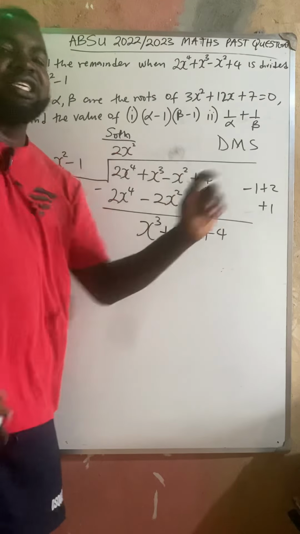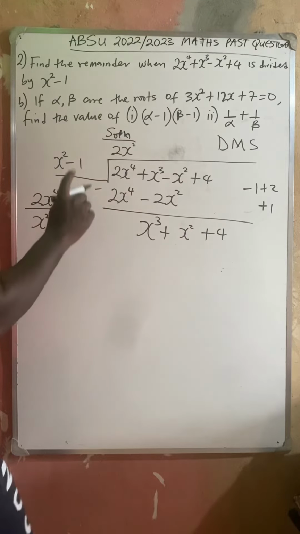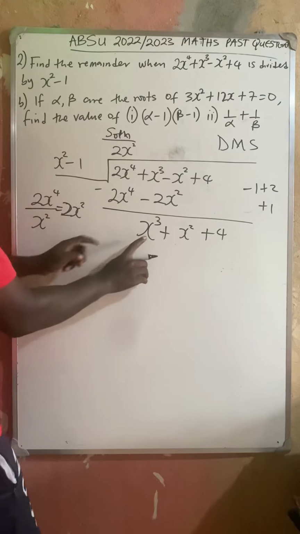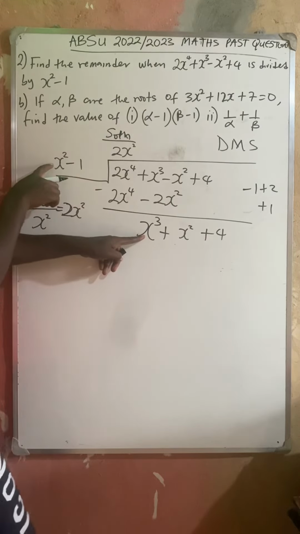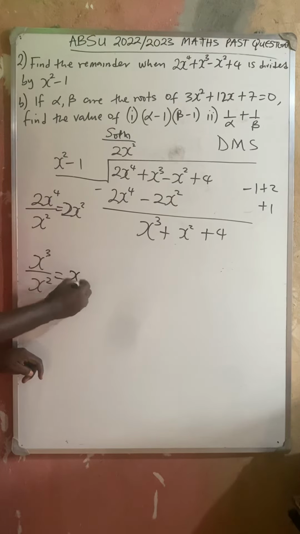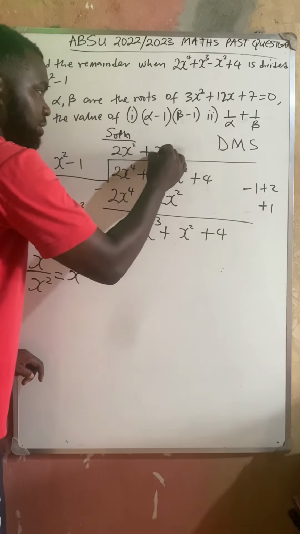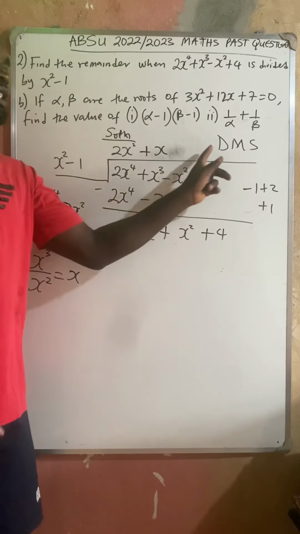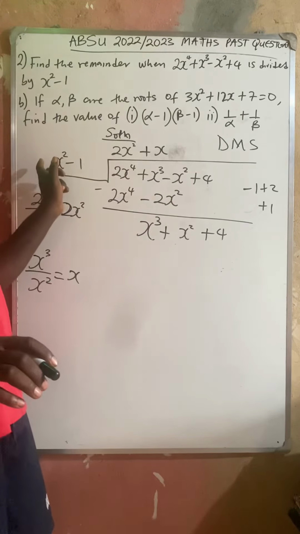So we will repeat this DMS. Let us repeat it. The D said only the first term will divide the first term. So I'll have x raised to the power 3 divided by x raised to the power 2. Are you getting that now? When 2 cancels 2 here, it remains just x. So I have plus x. Now I am done with my D. D just said first term divided by first term.